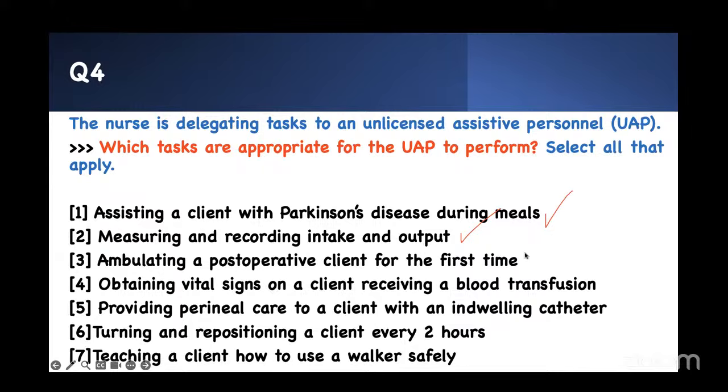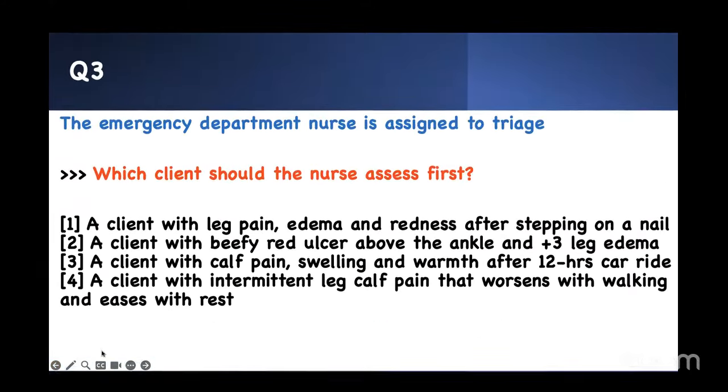You cannot ambulate a client for the first time. You can obtain vitals, but not when they're receiving blood transfusion and there's no time, right? You can provide perineal care. You can turn the patient, but you cannot provide any teaching. These are the answers for that particular question. 4 questions so far. Tell me your score.